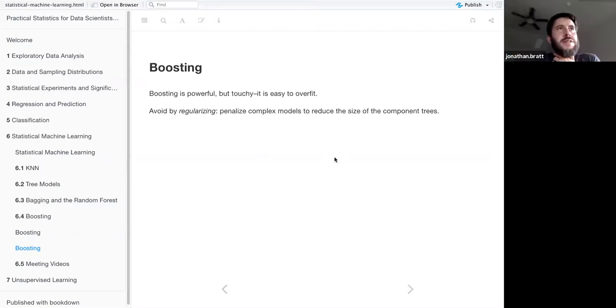The penalty might be, for every new feature or every new level that we go, add a penalty of some kind. And so you cut off your boosting process before you get too far down.